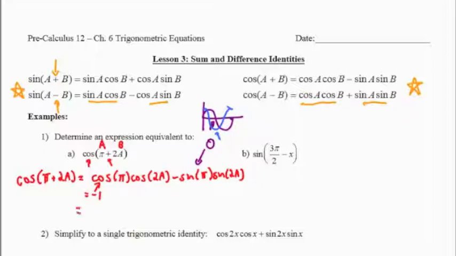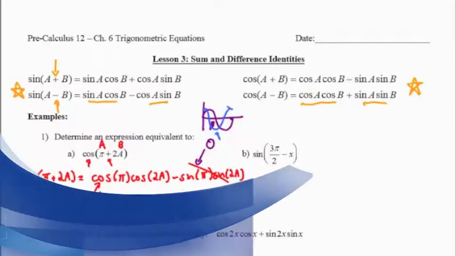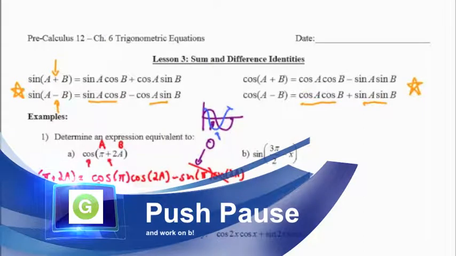So, in putting these values in, we can actually simplify this to the negative cosine of 2a subtract 0. So it's just the negative cosine of 2a. So keep in mind that, of course, because we don't know what a is, we have to leave it in its form like this. So why don't you give b a try and see what you get.